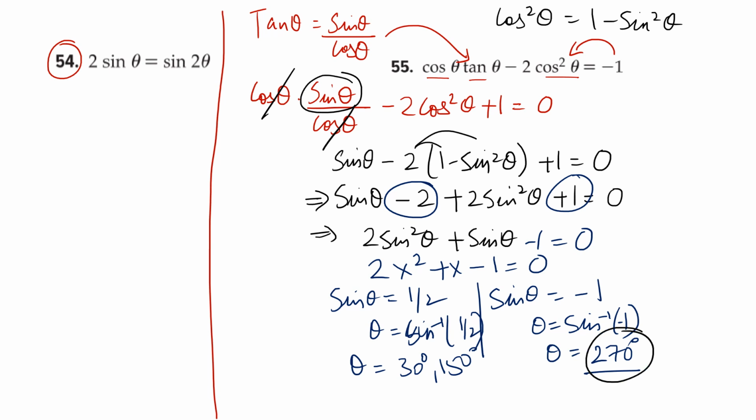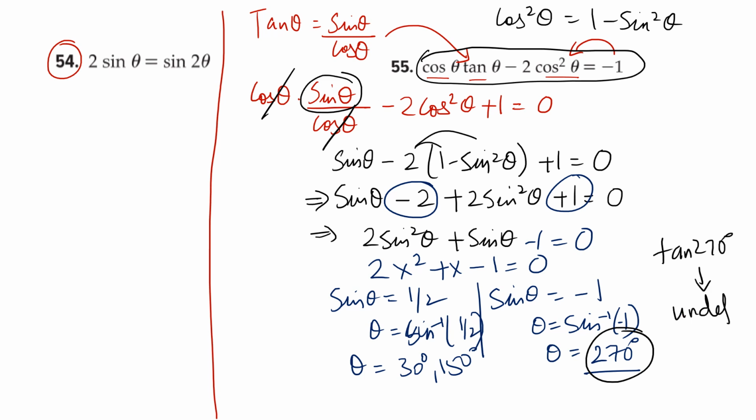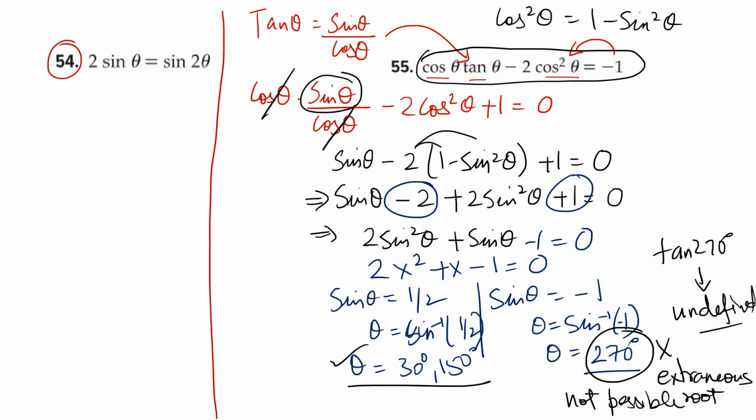Why? Because if I put in this equation, the one which was in the question, back again, theta as 270, then tan of 270 is undefined. It's not at all defined, so it will not be a good solution. So this is like an extraneous root or extraneous solution. So I reject. This is not possible. I don't take it. So only these two solutions I will take.